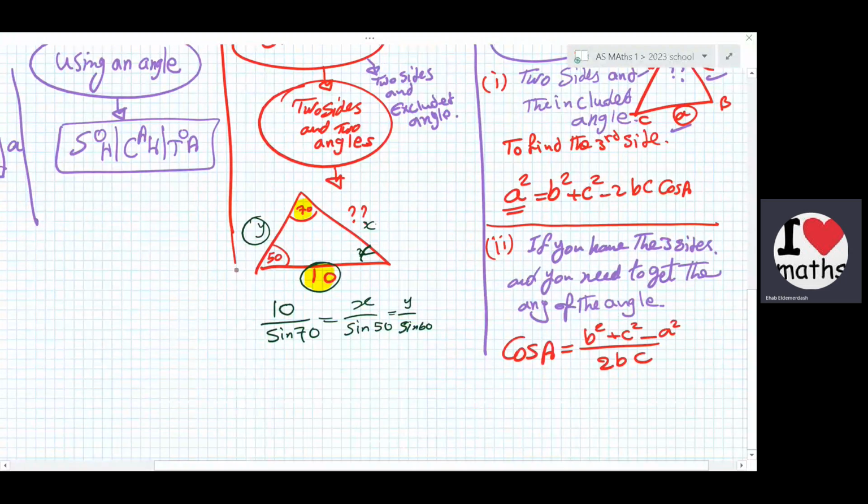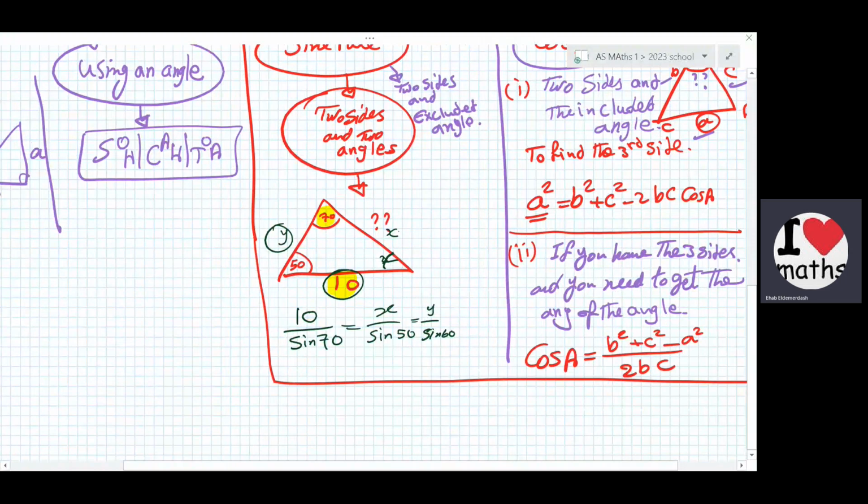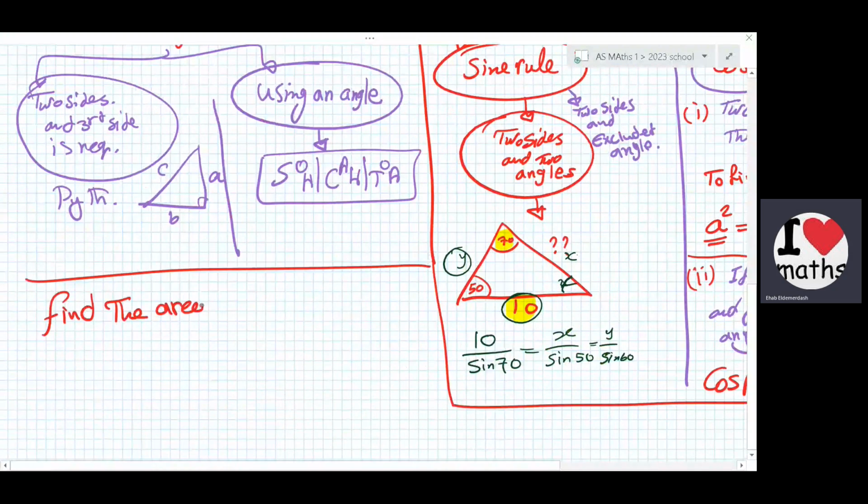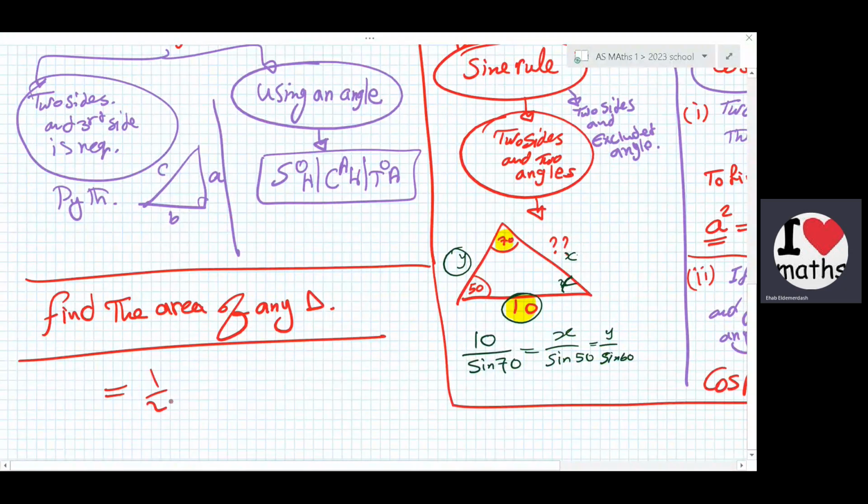The last thing related to this part: if I ask you to find the area of any triangle, all you need is that the area of the triangle will be half the multiplication of any two adjacent sides multiplied by sine the included angle. For example, if I have this triangle ABC with this side as a and this side as b, all I have to do is half multiplied by the two adjacent sides multiplied by sine the included angle. Am I clear?